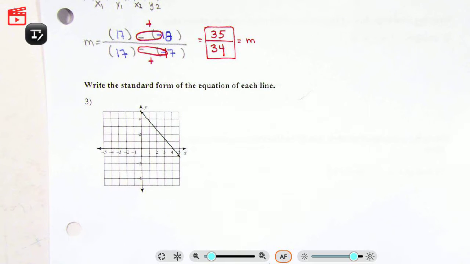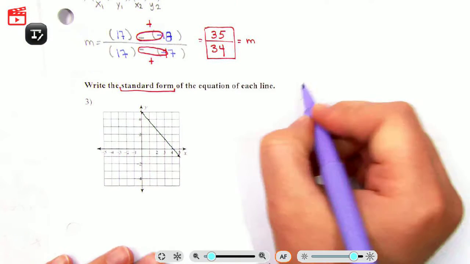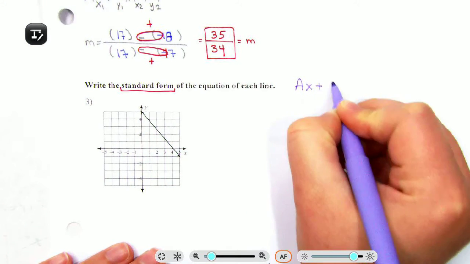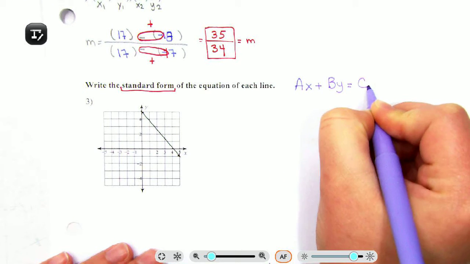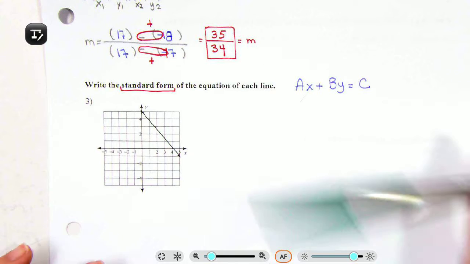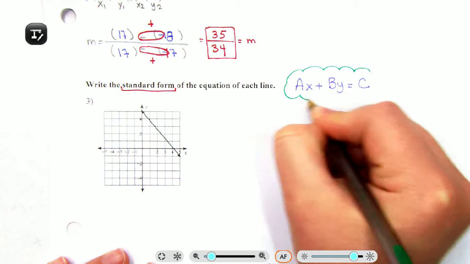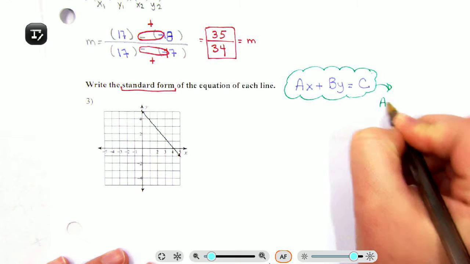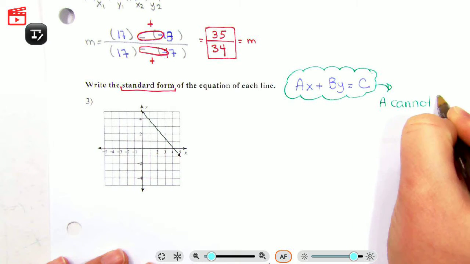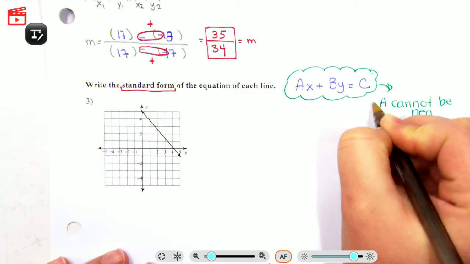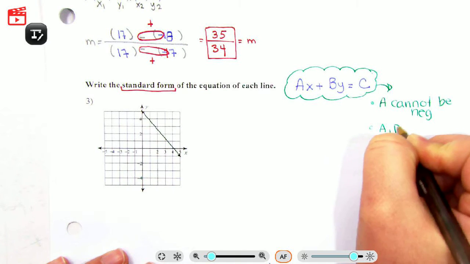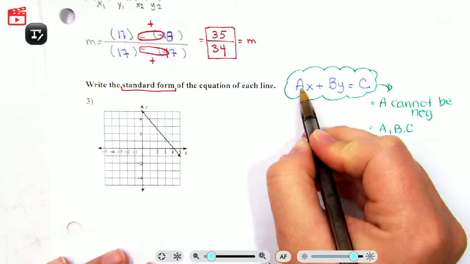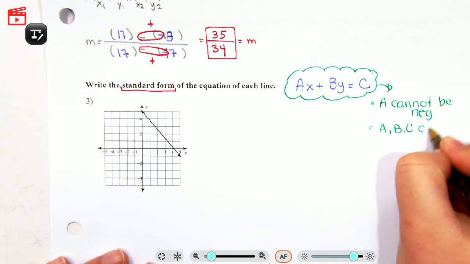All right. Number 3, write the standard form of the equation of each line. So standard form is ax plus by equals c. Now there are rules for this standard equation. Your rules are: a cannot be negative, and your a, b, and c values, your coefficients here and this constant, cannot be fractions.